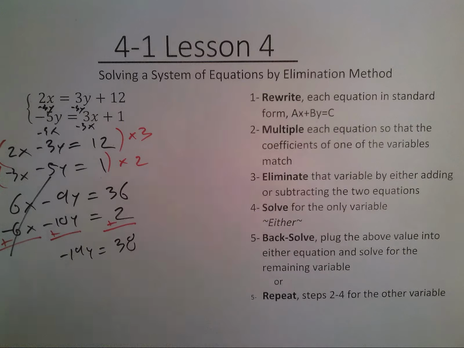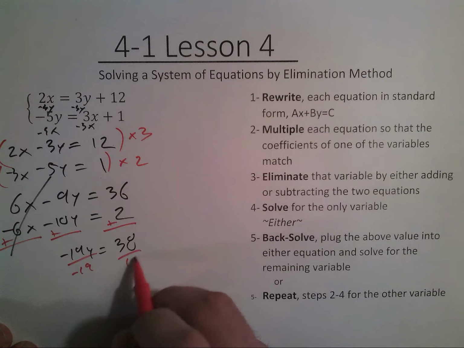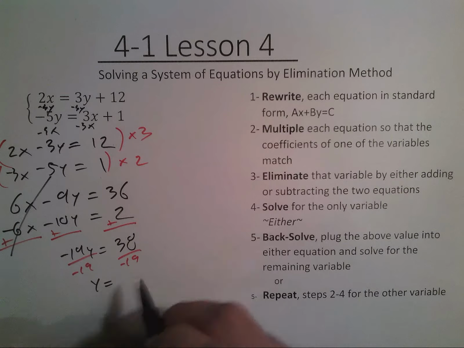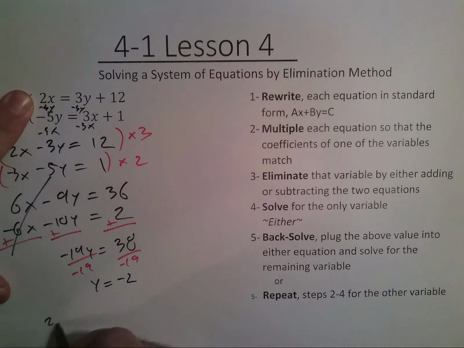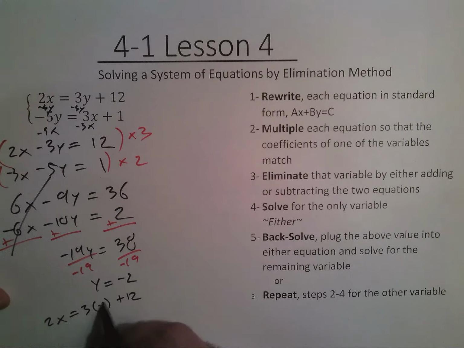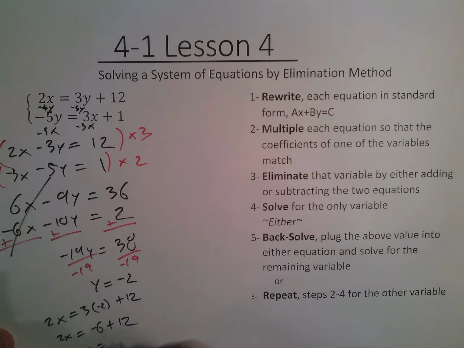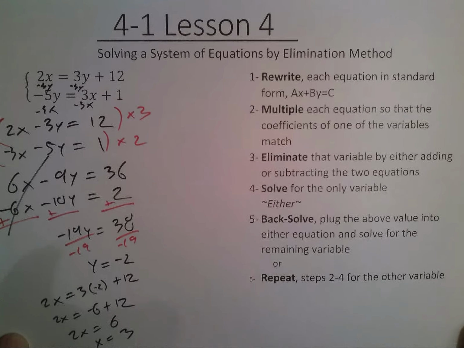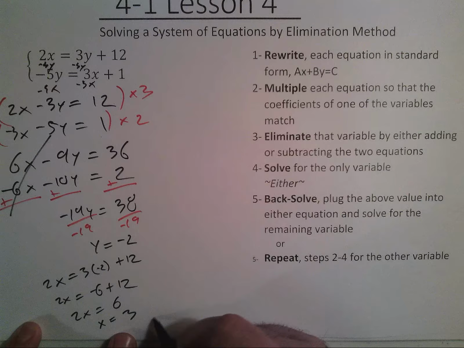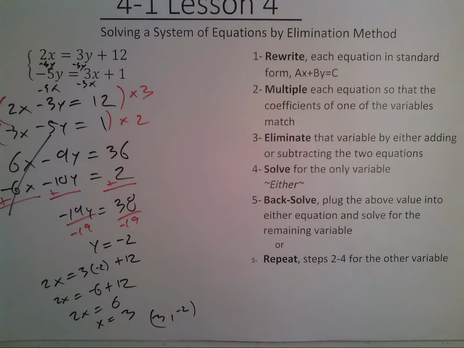I'm going to get the y by itself by dividing both sides by negative 19. And now I have y is equal to negative 2. Now, this is a nice number. So I could then go back to any of my equations and plug in negative 2. If I take my first equation, 2x equals 3y plus 12, but y is now going to be negative 2, 2x equals negative 6 plus 12. In other words, 2x is equal to 6. X is equal to 3. See? And just like the last one, that's a point: 3 comma negative 2.